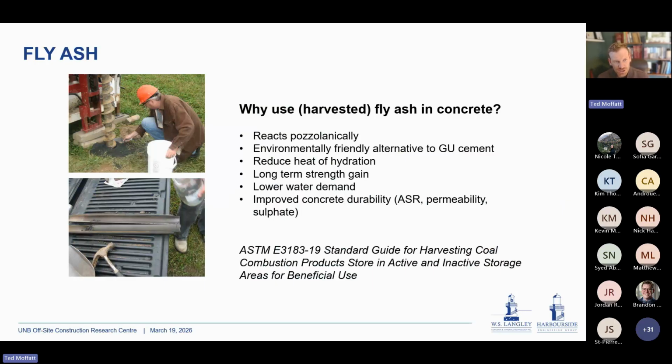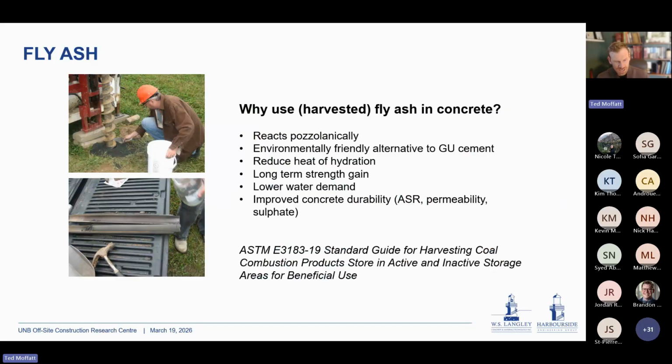The top left picture, for those of you from UNB, is the late Mike Thomas, who was a professor in the Department of Civil Engineering at UNB. This is some of the many research he did over the years, looking at the effectiveness of reclaimed harvested fly ash in mitigating things like alkali silica reaction.